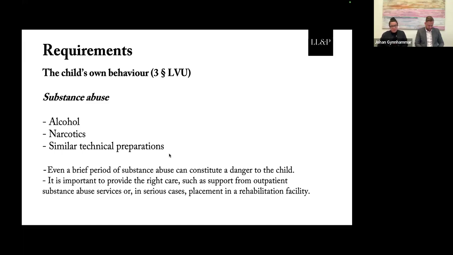So here, when they talk about substance abuse, even a brief period of substance abuse can constitute a danger to the child. So it might be, for example, that we have a young person who has had problems with substance abuse in the past or in the close past, but still the social services think that this substance abuse is a risk of harm for the child's well-being. And it's also very important that these children get provided with the right care, such as support from outpatient substance abuse services, which in Swedish is called öppenvården, or in serious cases, for example, placement in rehabilitation facilities where they can be for a longer time.